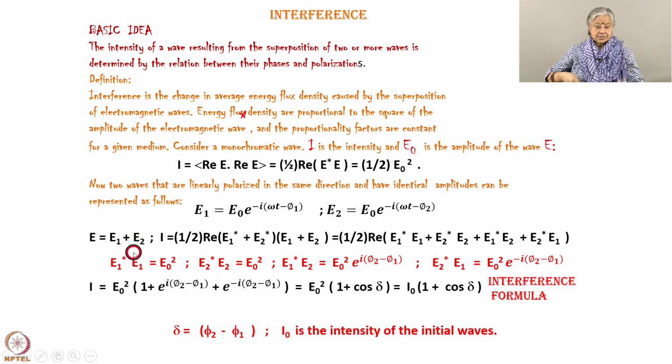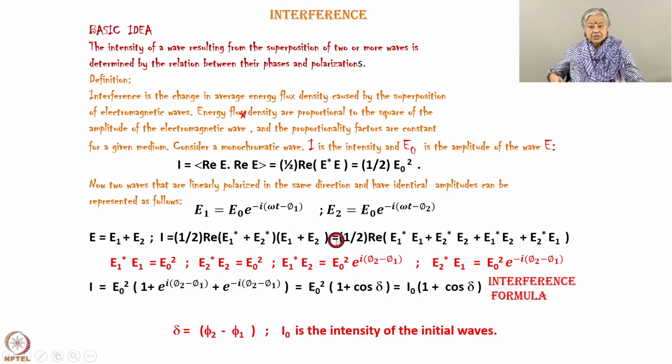And I have added this, and then suppose I go to the intensity. I just follow this formula here. Intensity will be half real of E1 star plus E2 star, that is the total E, because now there are two waves, E1 plus E2. I have already got it as E. E1 star plus E2 star into E1 plus E2. So, that corresponds to E star E here.